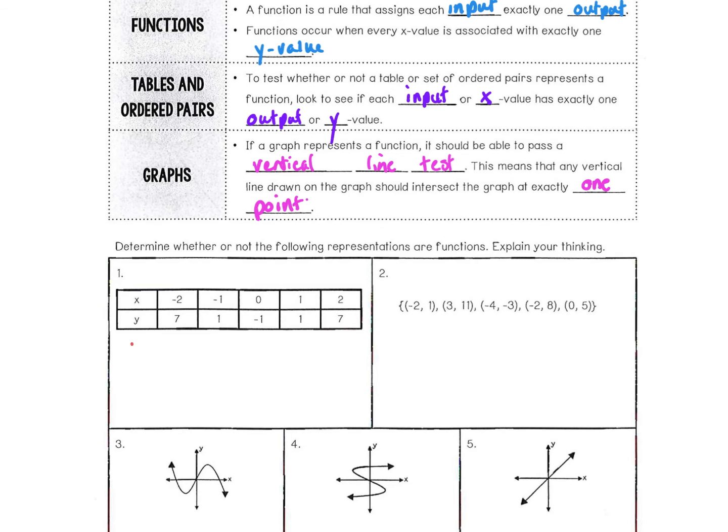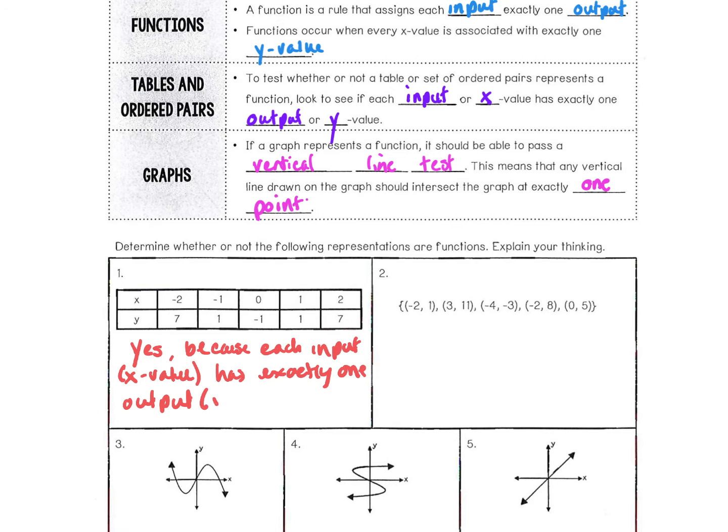So we could write, yes, this is a function, and that's because each input, and we might want to make it clear that that's an x value, has exactly one output. And we'll clarify that that's the y values.